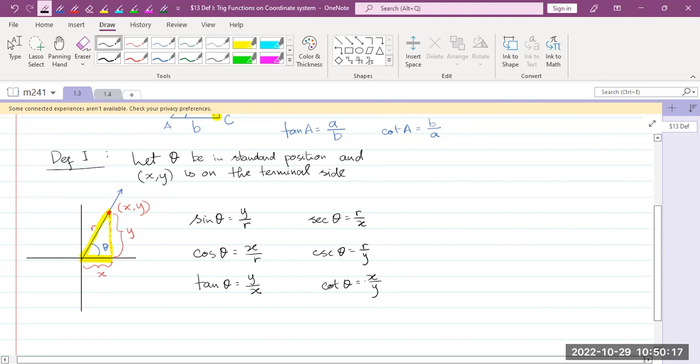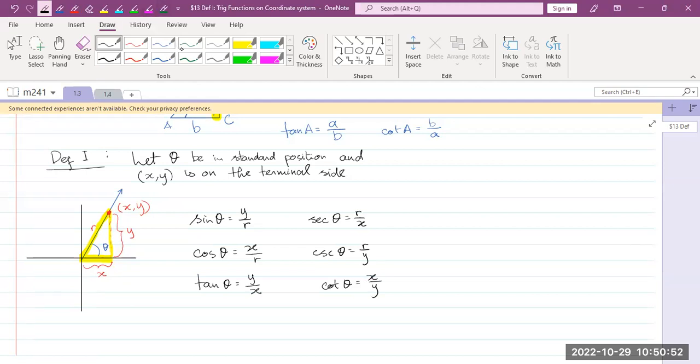Now, so far, the idea is still very similar to what we learned in section 2.1. What is the difference? The difference right now is that it doesn't have to be seen from a right triangle point of view. We can now see this from a coordinate system. In other words, the x and the y may be negative, depending on where the terminal side is located. It doesn't have to be in quadrant 1 like in this picture.